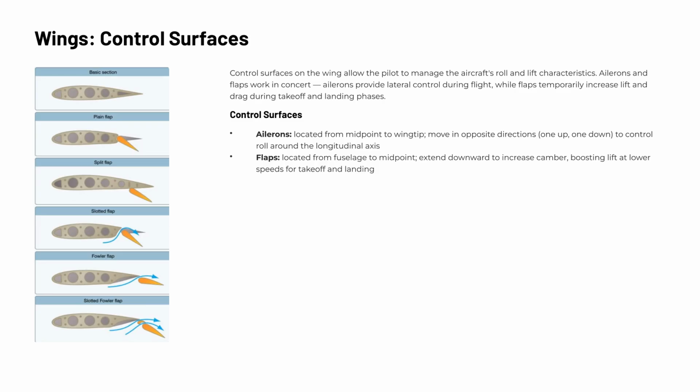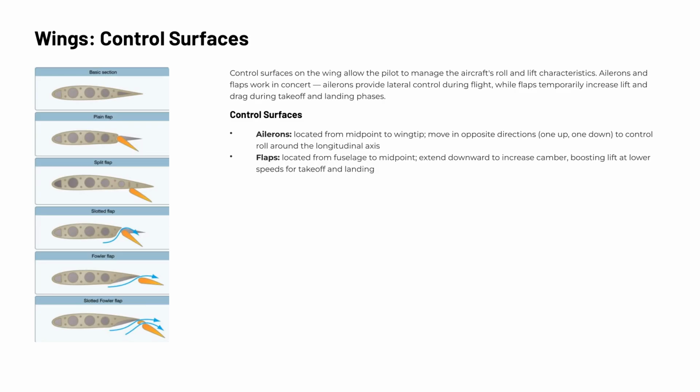Flaps occupy the inner portion of the wing, from the fuselage out to the midpoint. Unlike ailerons, flaps are a temporary tool. They extend downward to increase the wing's camber, which is the curvature of the wing profile. This boosts lift at slower air speeds, which is exactly what you need during takeoff and landing when the aircraft isn't moving fast enough to generate sufficient lift on its own.